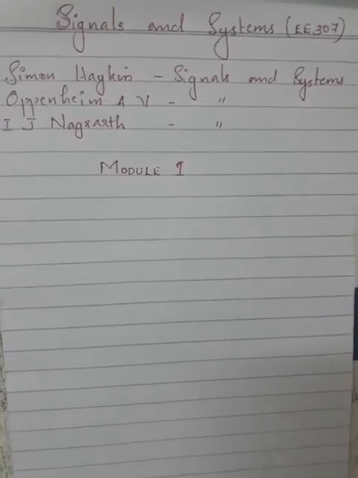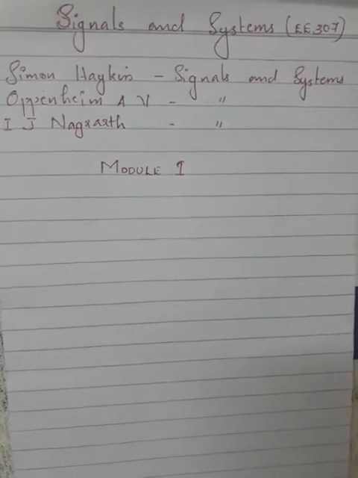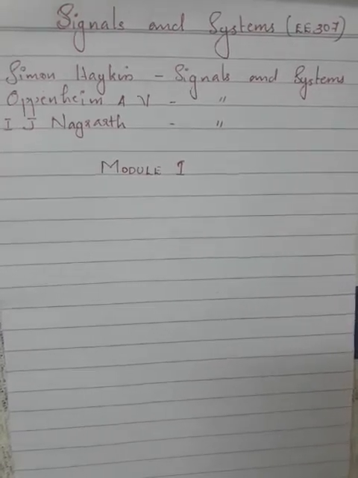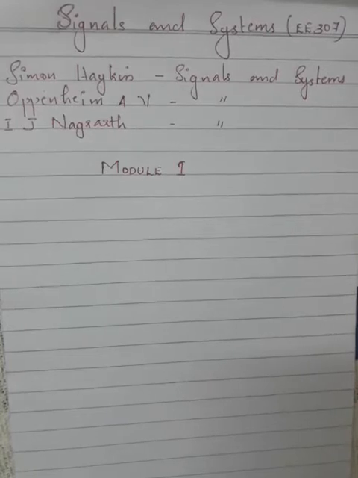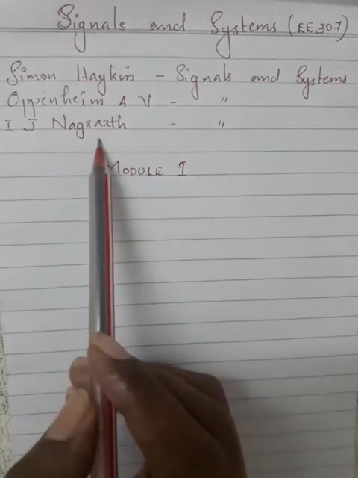So, good morning, everyone. Today we are going to start with a new subject. The subject is Signals and System with course code EE307. Before going to the subject details, I will tell you that you can use any of these three reference textbooks.